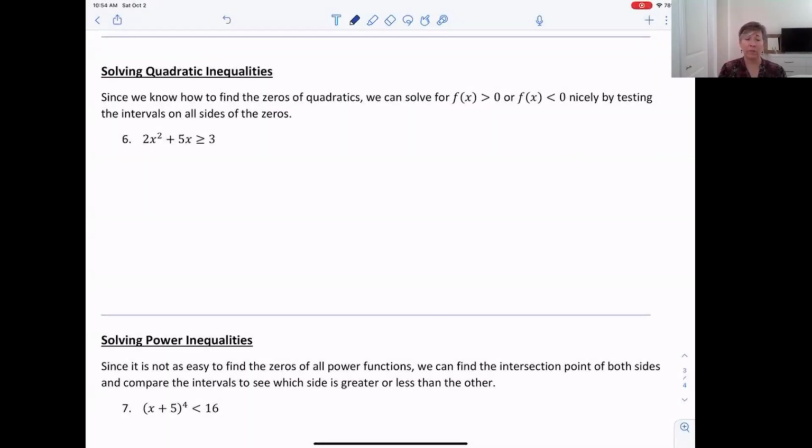So next, we're actually going to be focusing on inequalities instead of equations. And a lot of them, we can do algebraically. We can also look at it graphically to see what it represents. Now for a quadratic, since we know how to find the zeros of a quadratic, like the x-intercepts, we can set the inequality equal to 0 and figure out where the function is positive, greater than 0, or negative, less than 0, very nicely by testing intervals on all the sides of the zeros.